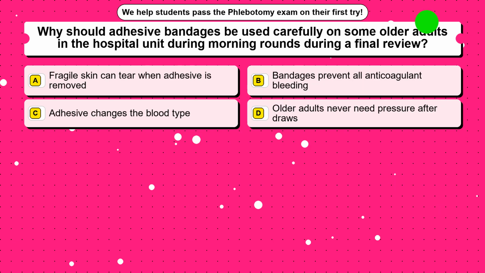Question 92. Why should adhesive bandages be used carefully on some older adults in the hospital unit during morning rounds during a final review? Option A. Fragile skin can tear when adhesive is removed. Option B. Bandages prevent all anticoagulant bleeding. Option C. Adhesive changes the blood type. Option D. Older adults never need pressure after draws.